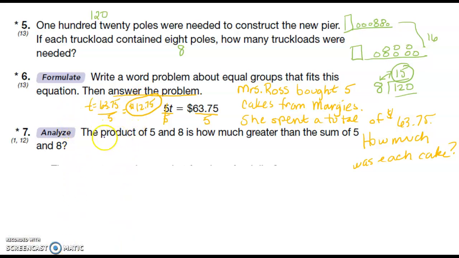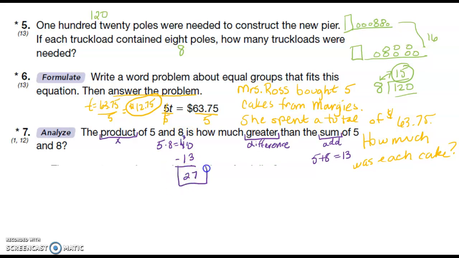Okay. Number 7. The product. What's the product? The product is the answer to a multiplication problem of 5 and 8. So 5 times 8 is 40. Is how much greater? So it looks like I'm going to be finding the difference, which is the answer to a subtraction problem. Then the sum, the answer to an addition problem, of 5 and 8. So 5 plus 8 is equal to 13. And I want to know what the difference is. 27.